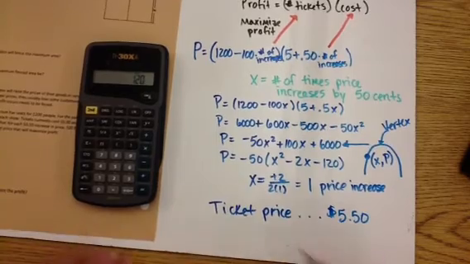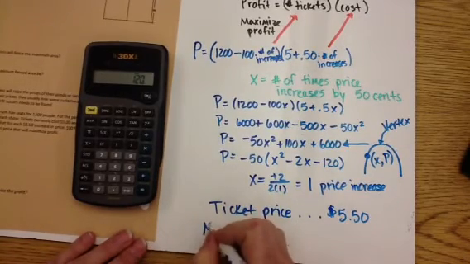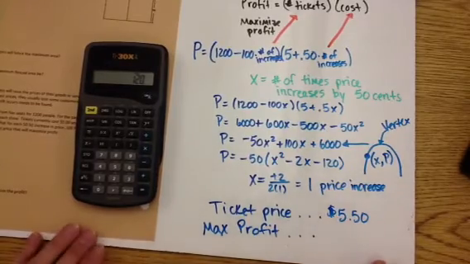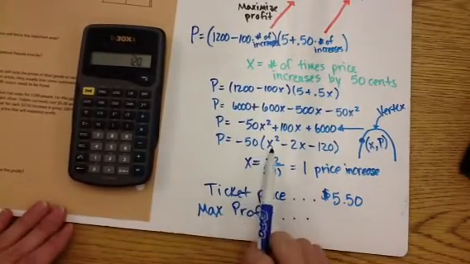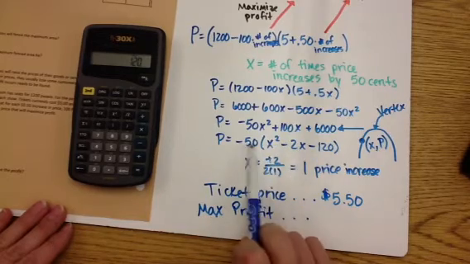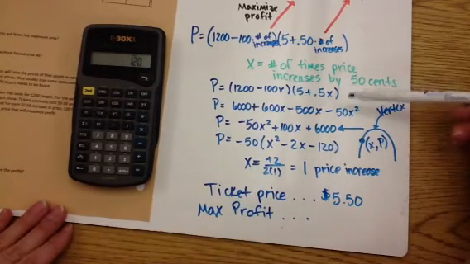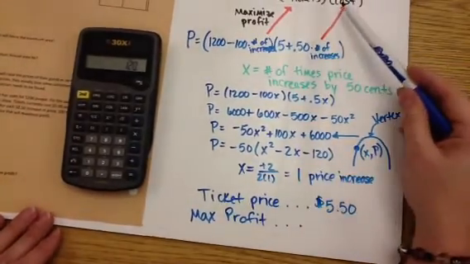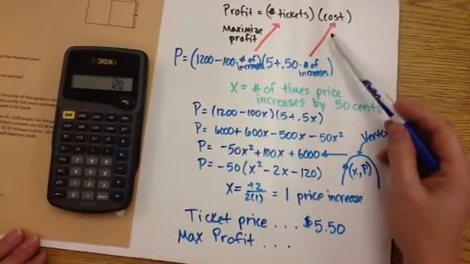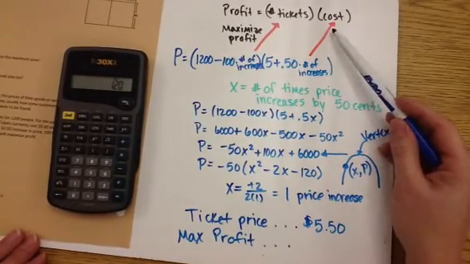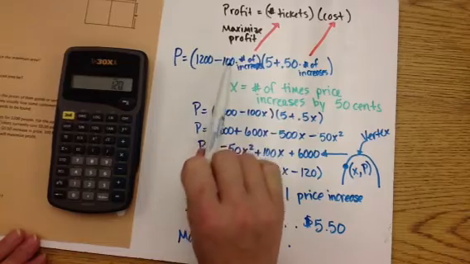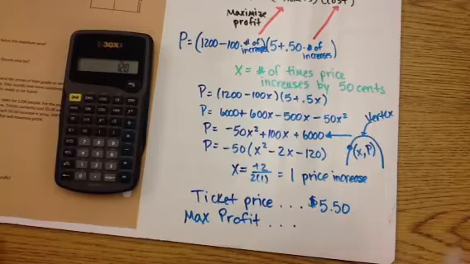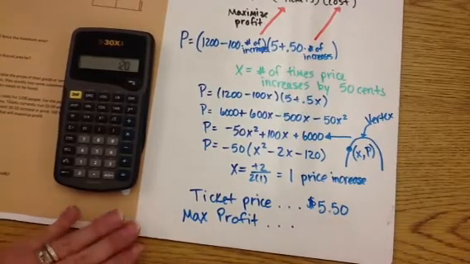Now we can figure out our maximum profit a couple of different ways. We can substitute 1 in for x in my profit equation, or we can go back to just working it through common sense wise: if our tickets cost $5.50 because we increased prices once, then we're going to lose 100 customers, so we'll have 1,100 tickets times the price of $5.50. So a couple of ways to do that.